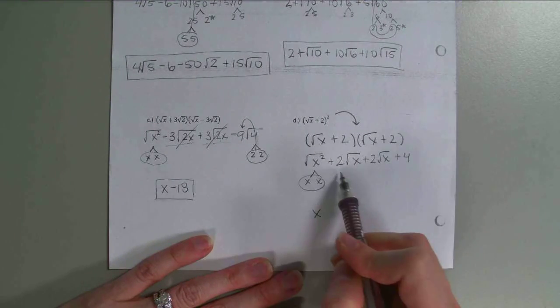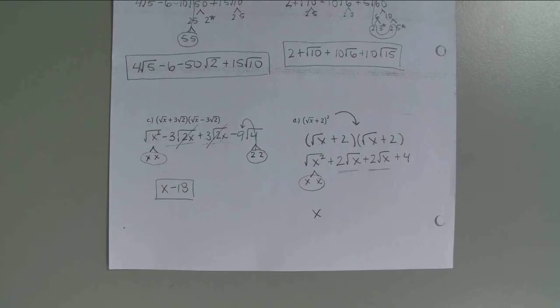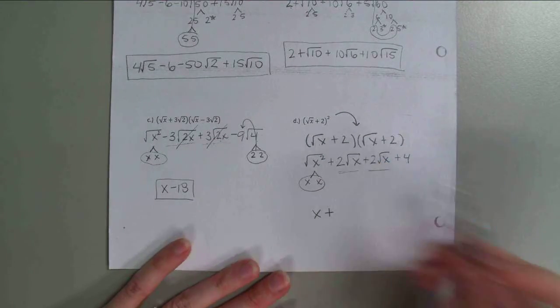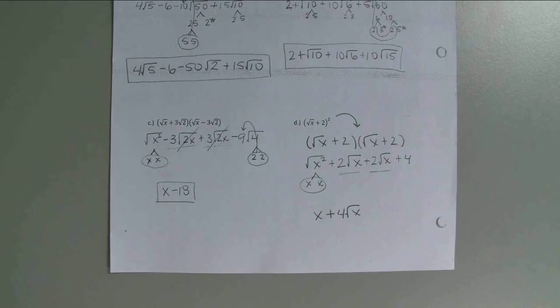And then these will not cancel, but they are like terms. They both have root x's, right? So you have 2 in this hand and 2 in this hand. How many total do you have? What's 2 plus 2? 4 root x. Remember, whenever you add, you don't change the root at all, right? It's like you have 2 x-rays here and 2 x-rays here, you have 4 x-rays, okay? And then plus 4, and we're done.